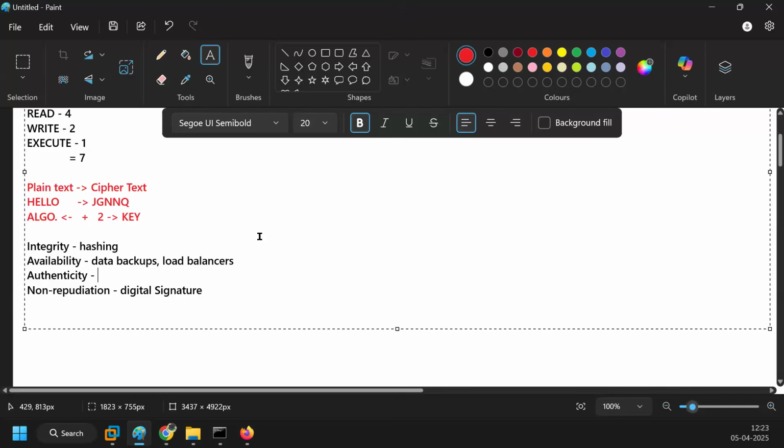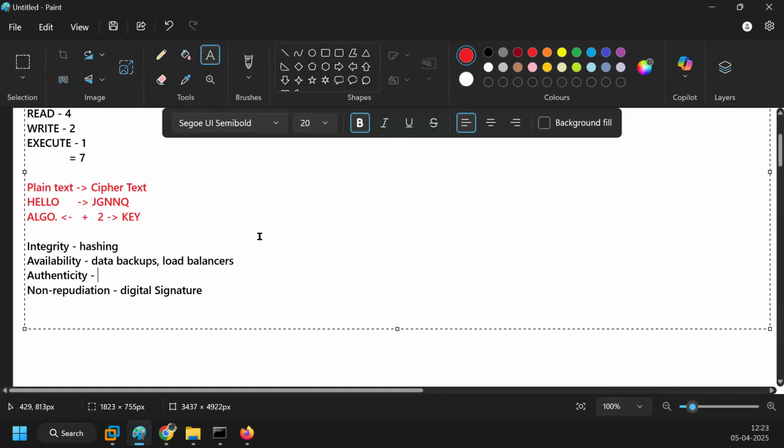So Ashish, in the non-repudiation, you're saying it means we are keeping some kind of logs for the action, right? And you have also mentioned digital signatures in non-repudiation.